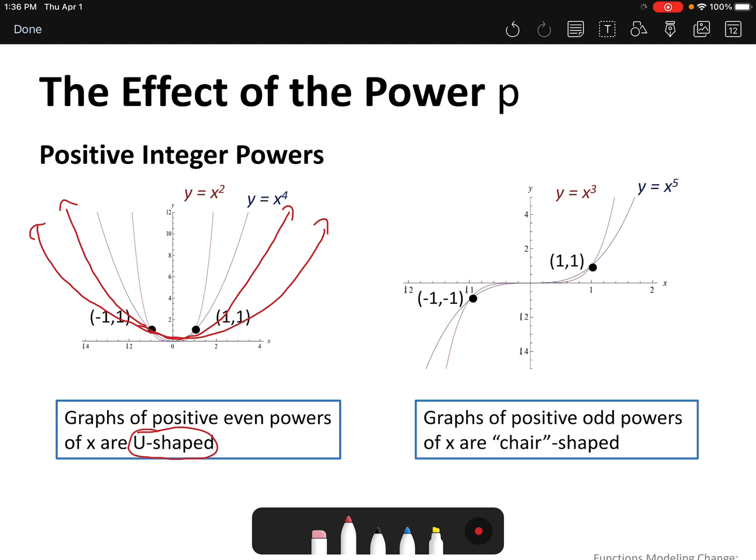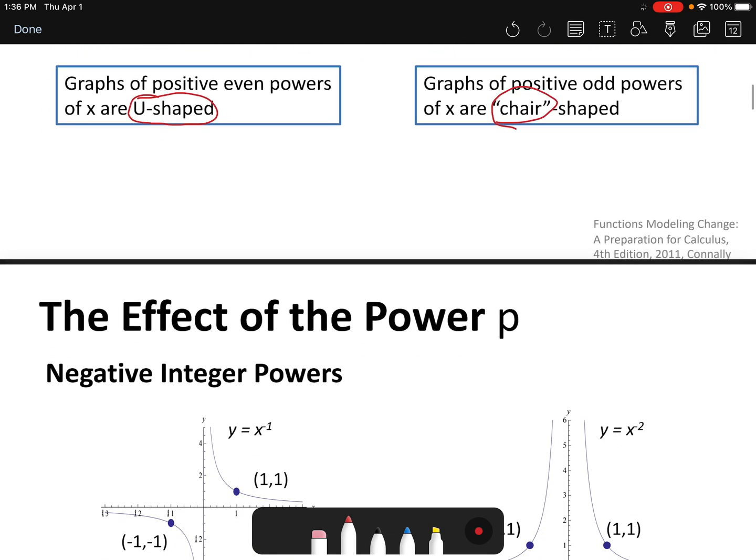Now, all odd powers we call chair-shaped. They have this little squiggle going on, like so. Now, they may do this. That's okay, too. It's still a chair function, okay? So odd and even powers, positive, okay?